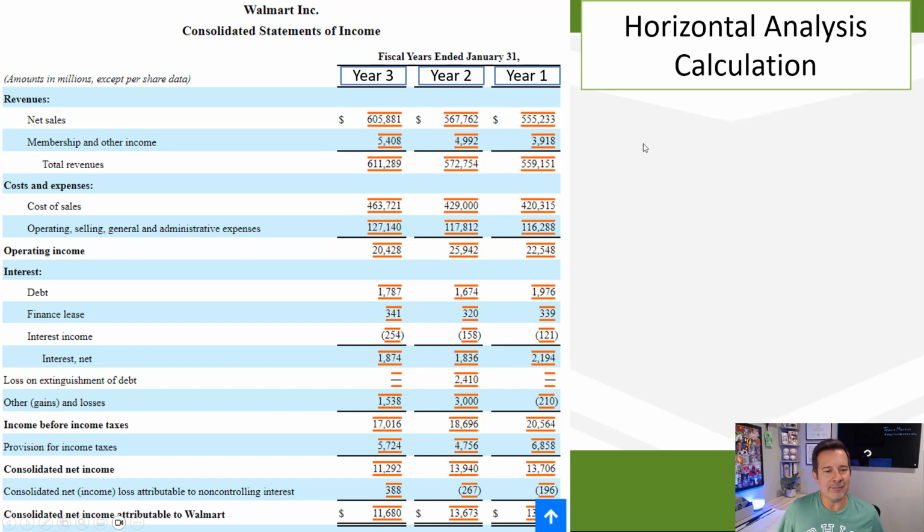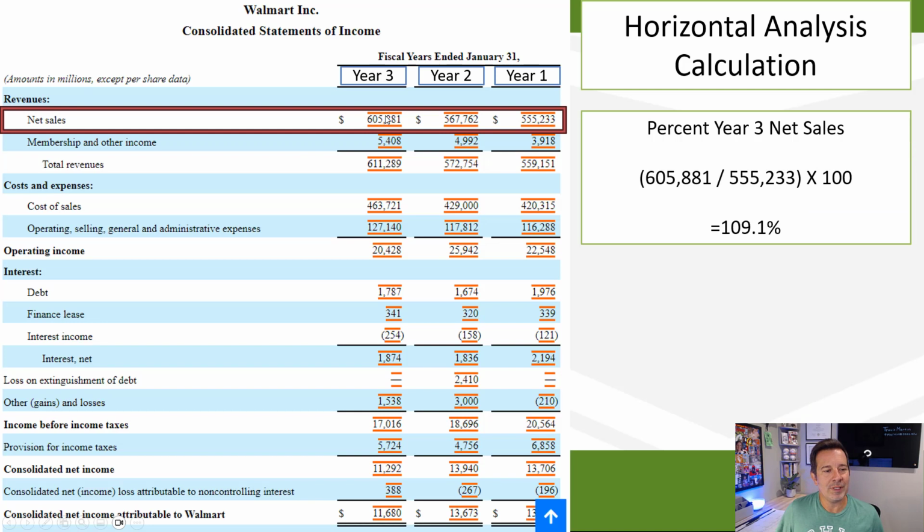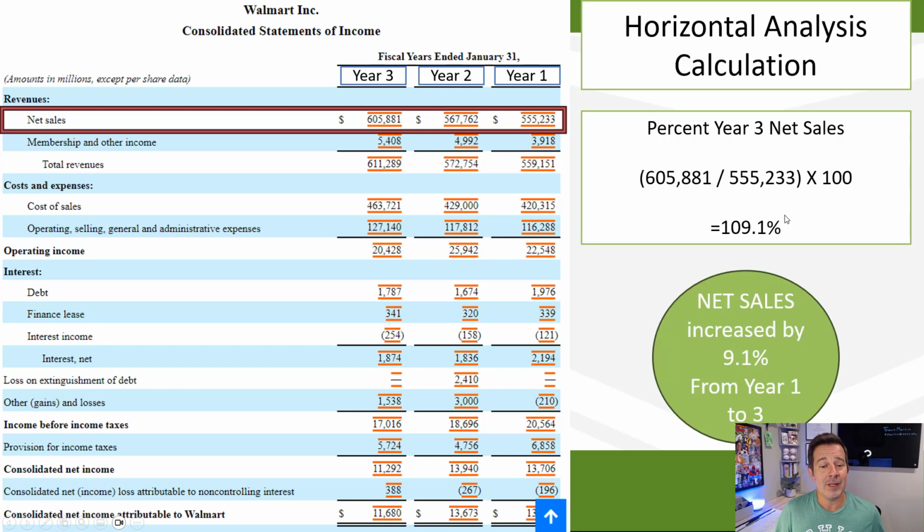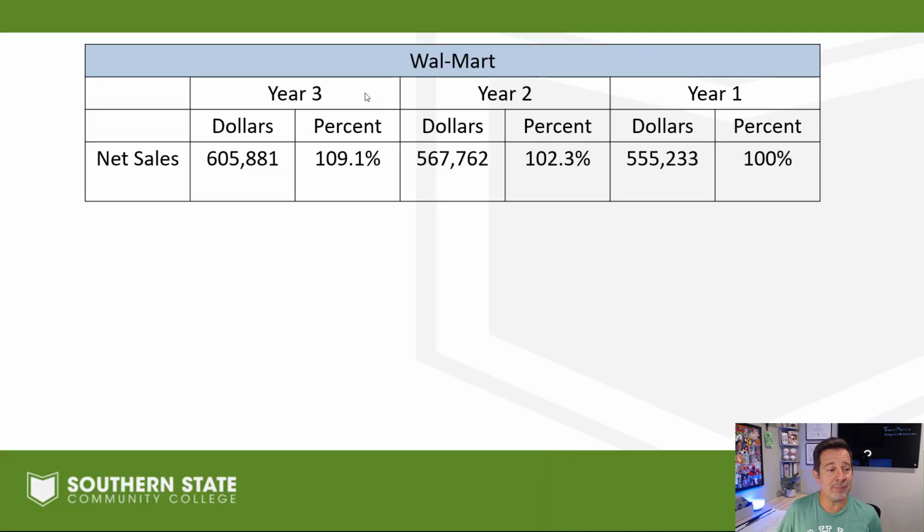Let's look at year 3. We take 605,881 and we divide it by the base year, 555,233, multiply by 100, and we get 109.1%. Net sales went up 9.1% from year 1 to year 3. All right, easy as that. Real simple math here, and we can put it in a percentage and we can understand exactly how much our sales have gone up. Then we can compare to Target. Makes for a real easy comparison.